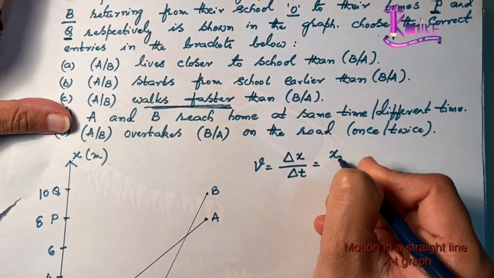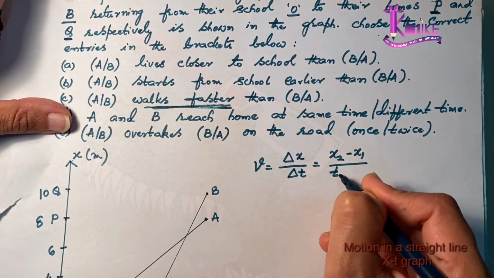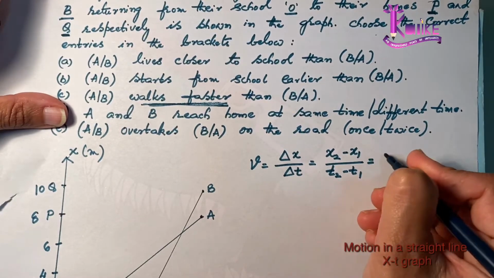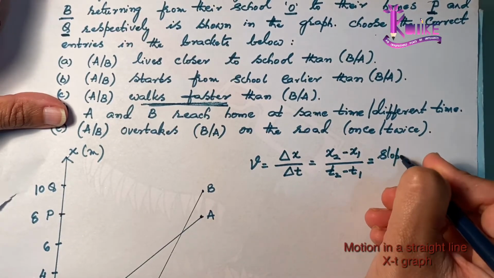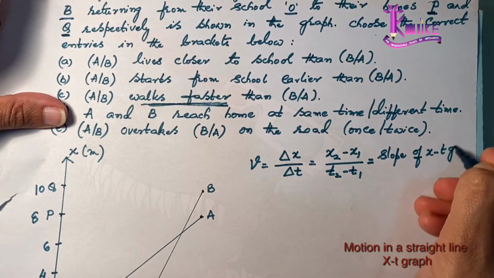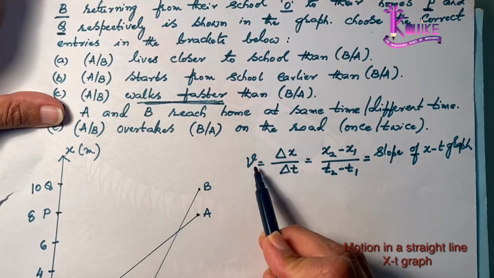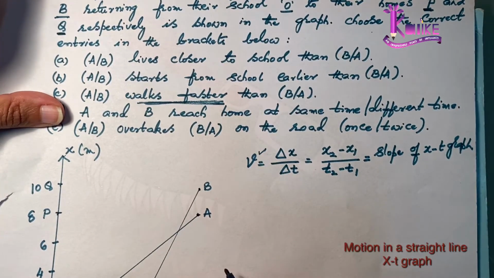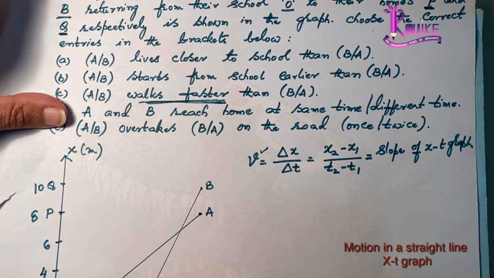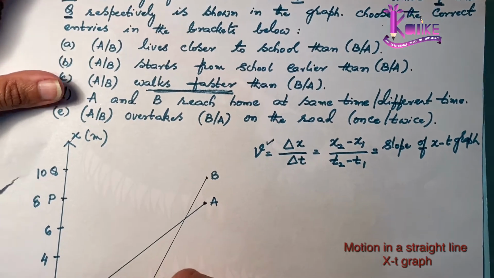It is x2 minus x1, the difference in the values of x, divided by the difference in the values of time, right? So this is also nothing but the slope of the given xt graph. So slope of xt graph actually gives you velocity. So whichever has got a greater slope will have a greater velocity. So let's calculate the slopes for each, or the velocity with which one is traveling.